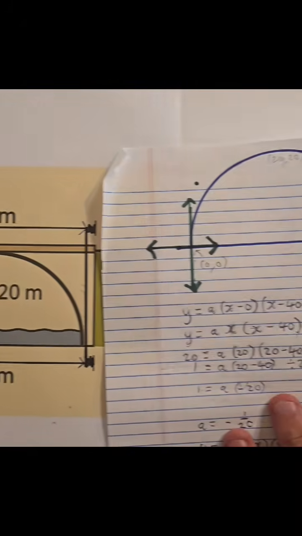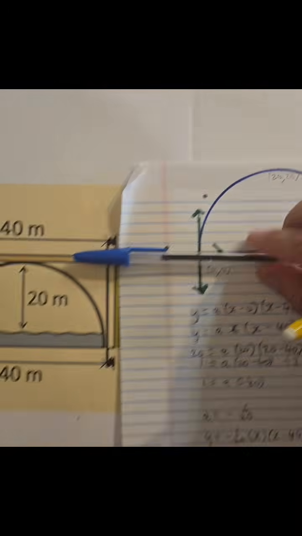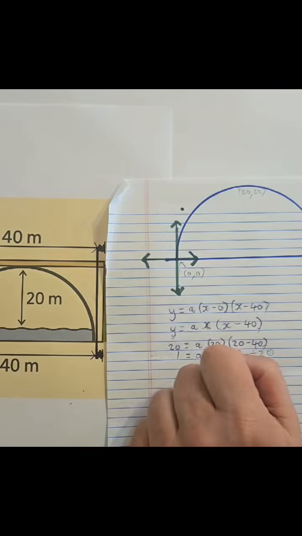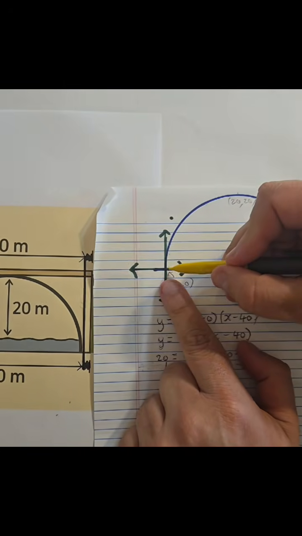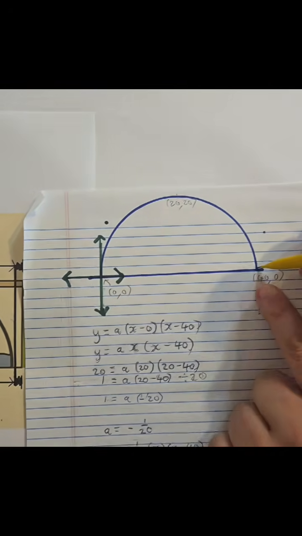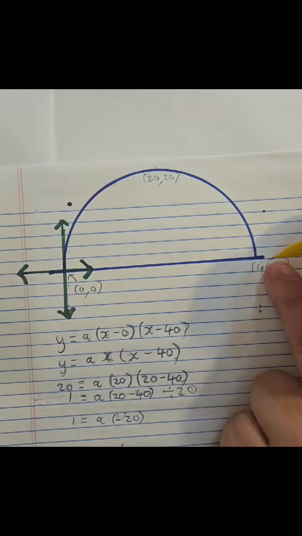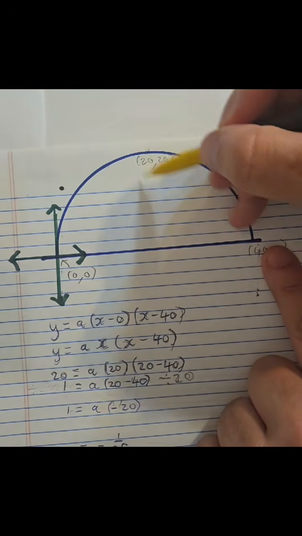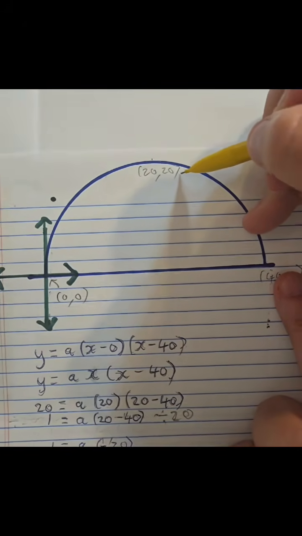And here's that same bridge again. I'm treating this as the XY coordinates, where my pen and pencil is. That means this bridge starts at 0, 0. It ends there at 40 and 0, because 40 across. The midpoint up there is 20 across, 20 up. So the point is 20, 20.